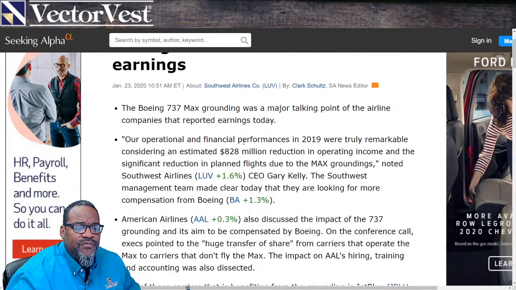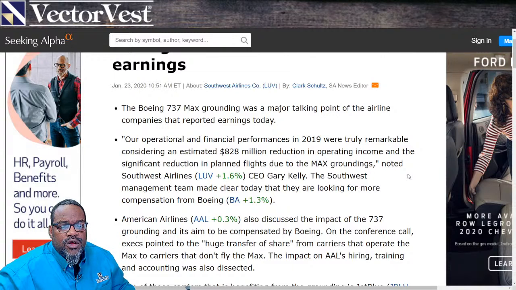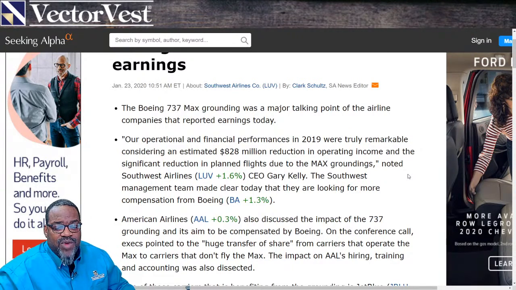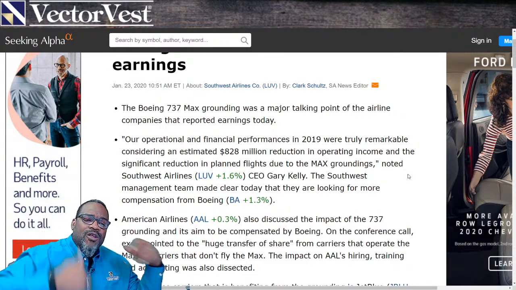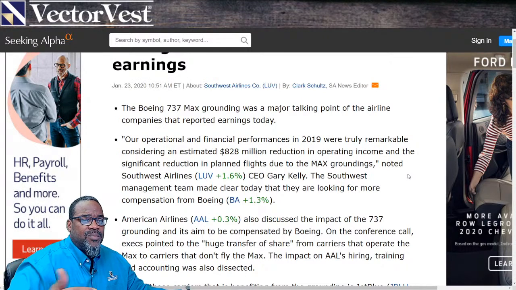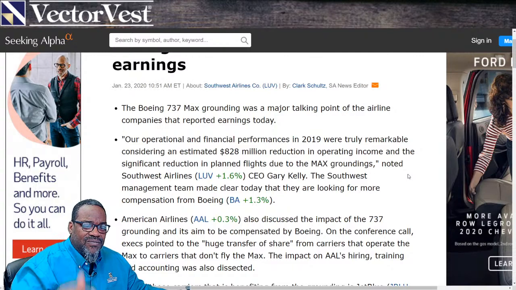Our operational and financial performances in 2019 were truly remarkable. Oh, no. This is not for Boeing. We're truly remarkable considering an estimated $828 million reduction in operating income and a significant reduction in planned flights due to the MAX grounding. So remember, all of these airlines were utilizing the Boeing 737 MAX, and they had to take them out of their inventory and couldn't fly them.